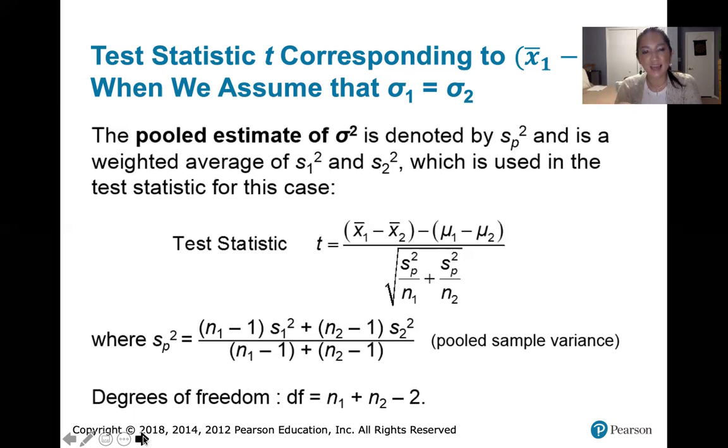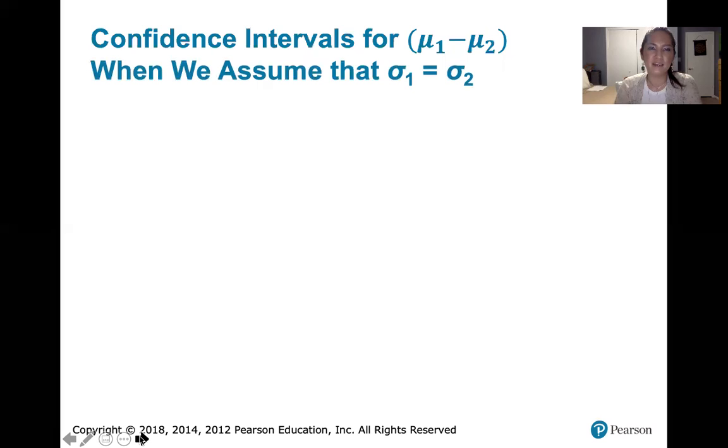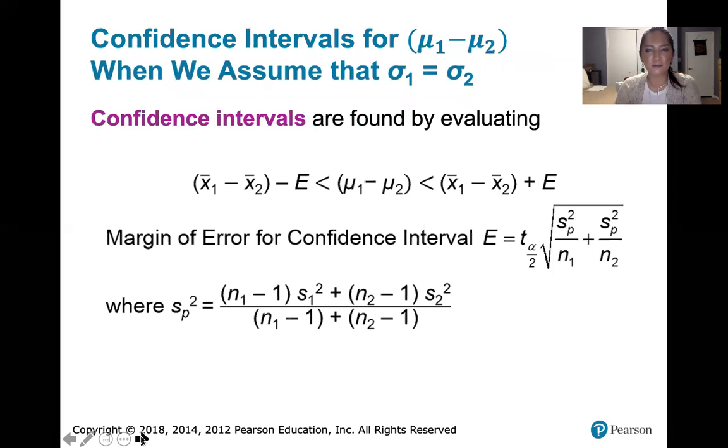As long as you use that, everything that we talked about previously for the p-value method and critical value method can be applied here with this test statistic t and this number of degrees of freedom. Now, if you want to construct a confidence interval for the difference between those two population means, when we assume that the population standard deviations are equal to each other, we're just going to use these formulas here. And again, everything is pretty much exactly the same.